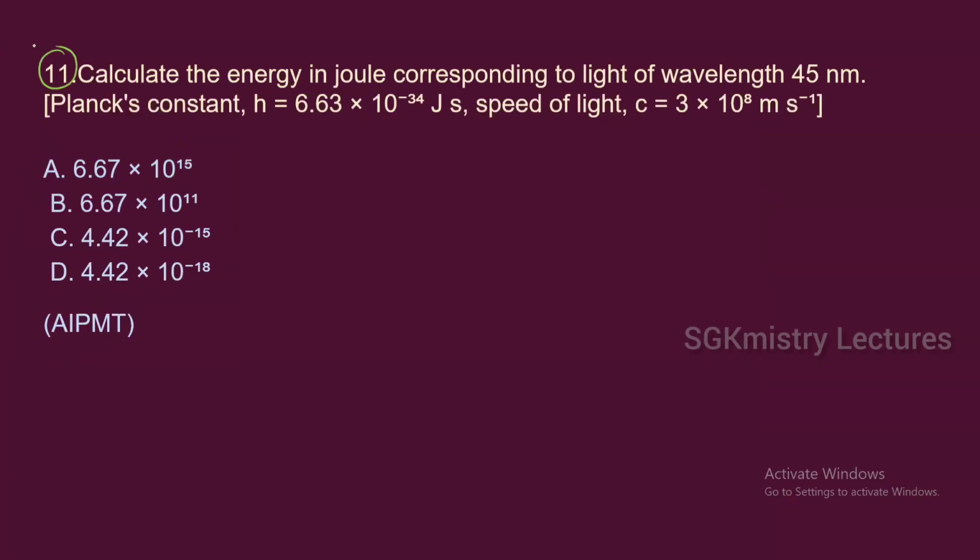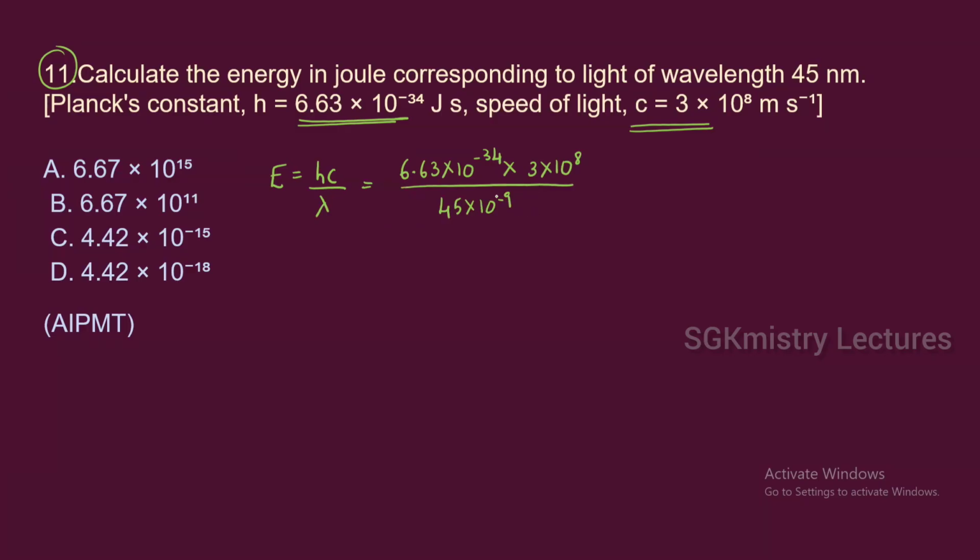Next, question number 11, calculate the energy in joules corresponding to light of wavelength 45 nanometer. Planck's constant is H. So H value you should know, but most of the time it will be given. And speed of light is also given, 3 into 10 to the power of 8 meter per second. So very simple, it's direct substitution. E is equal to hc by lambda. So H we already have, 6.63 into 10 to the power of -34. C is 3 into 10 to the power of 8. Lambda is 45 nanometer, so 45 into 10 to the power of -9, sorry.